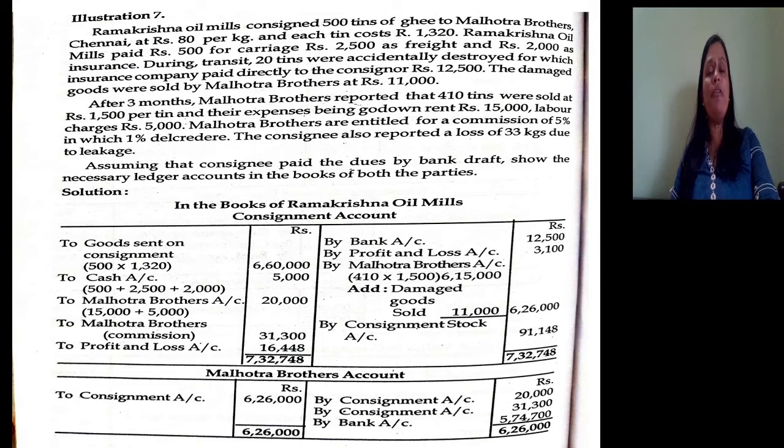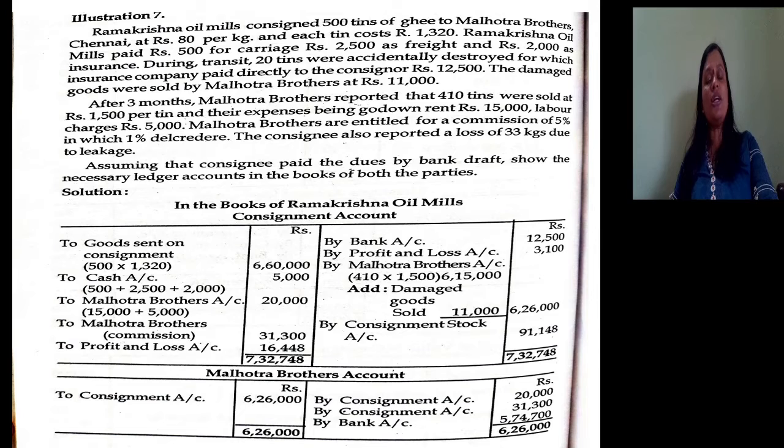Ramakrishna Oil Mills paid 500 for carriage, 2500 as freight and 2000 as insurance. These are details relating to expenses incurred by consignor. So journal entry: consignment account debtor to cash account, totally 5000. Write what this 5000 consists of in a particular column separately. They have not done it, but you need to do it. You have to write 500 carriage, 2500 freight, 2000 insurance. Totally you need to put 5000 outside.